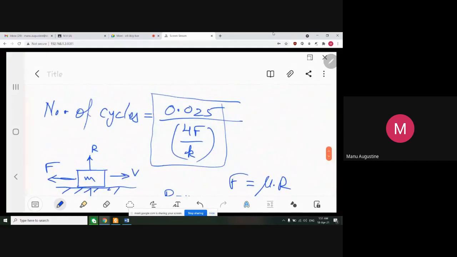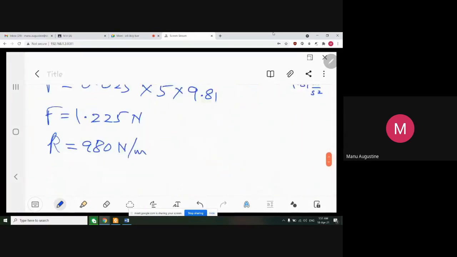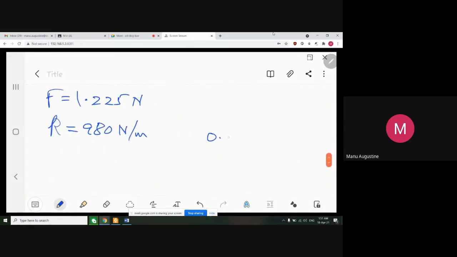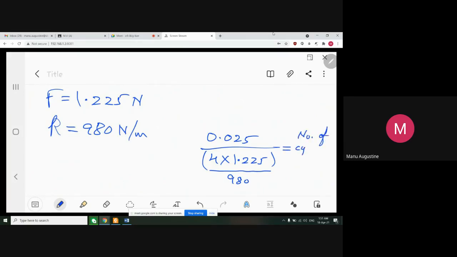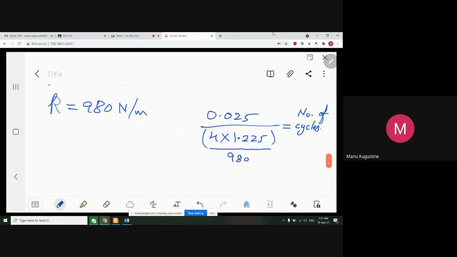Now 0.025 divided by 4F divided by K, 4 into F is 4 into 1.225 divided by 980. This is number of cycles. ये calculation आप करें, the number of cycles should come out approximately to be 5.